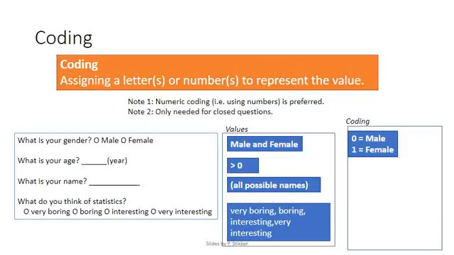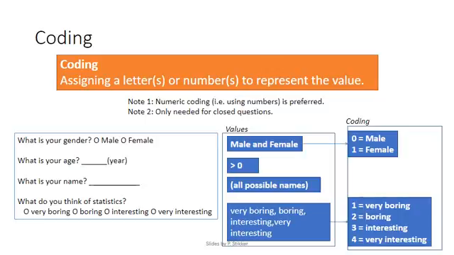For the second question and the third one, your age and your name, the number of possible options are so high, or they're simply unlimited, we do not assign any specific values or codes to them. So we leave those blank. For the last one, very boring, boring, interesting, and very interesting, we can assign numbers to them, again, 1 being very boring till 4 being very interesting. I could also have done this the other way around, 4 being very boring and 1 then being very interesting. Or I could have started with 0. That doesn't really matter much, as long as what is important is to keep the order in these.